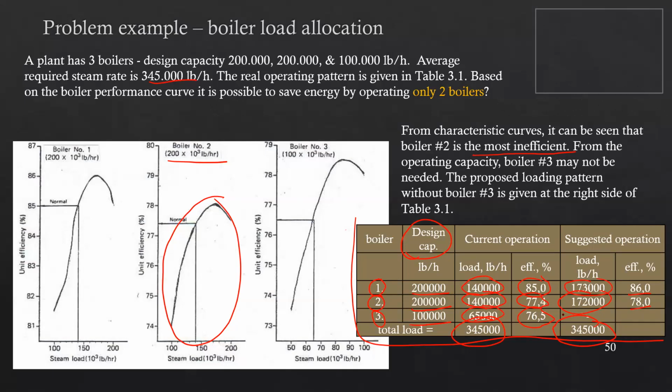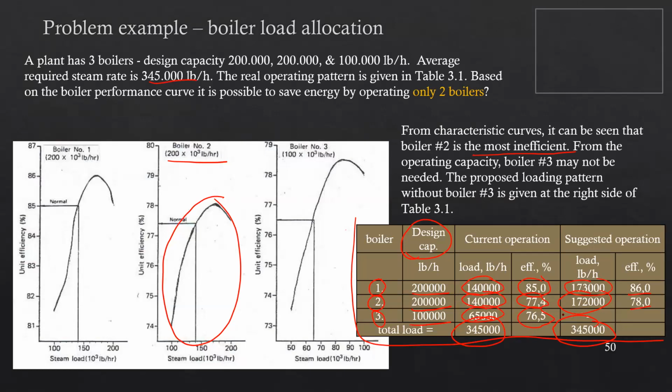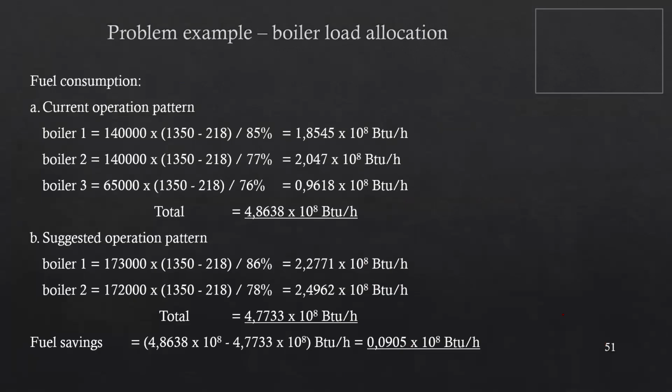Okay, so by using calculations, we compare, because the question is whether it is possible to save energy by operating only 2 boilers. Then we can use fuel consumption calculations, comparing when we use 3 boilers with when we use 2 boilers, with the corresponding boiler efficiency and also the capacity load for each boiler.